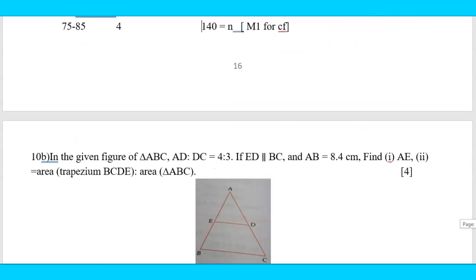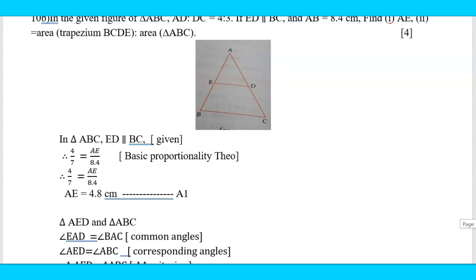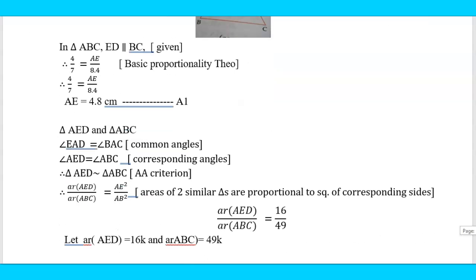Now the 10B part. Here I have used the basic proportionality theorem, but if you prove these two triangles are similar, then also you will get this value. A is 4.8, and getting the value of A as 4.8 by any one of the methods, you will get 1 mark. After that, these two triangles are to be proved similar: AED and ABC are similar triangles. If you prove that they are similar triangles, you have to use the area theorem of similarity and get the ratio.